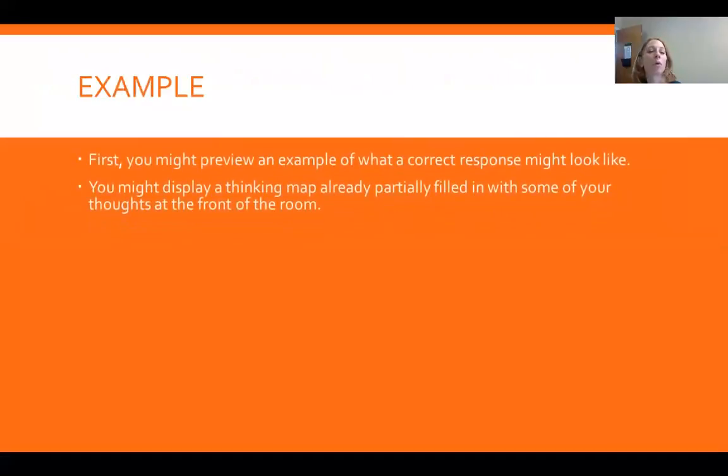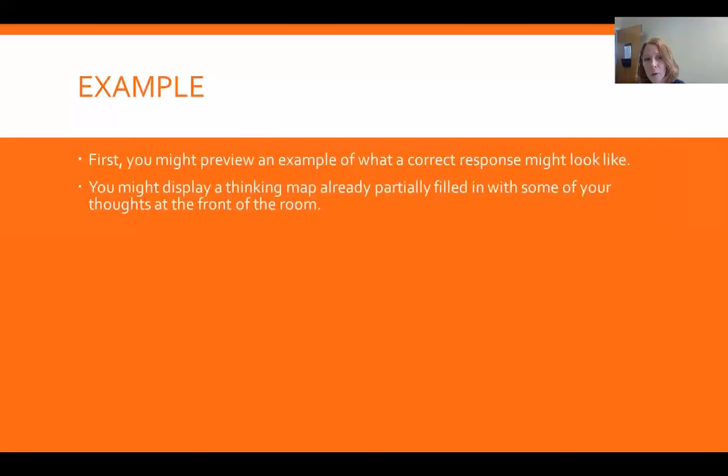So the first thing you might want to do is actually preview an example of what a correct response might look like. Many times in my classroom, I would preview what I called examples and non-examples. So I wanted the students to act or write a certain way, so I would provide an example of something that was considered proficient, and then other times I would provide for them a non-example, which is something that I did not want them to do, so that way they could have an understanding of the difference between the two.